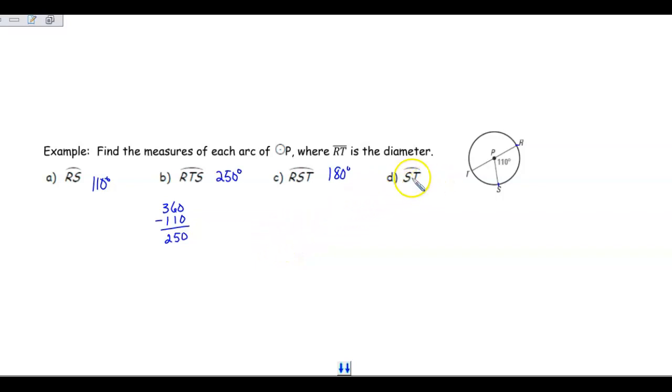Our final one is minor arc ST. So we're talking about this arc right here, and we don't know the measure of this arc. But I do know that if I go from here to here, I get 180 degrees. So if I just want to find this little piece, I can take 180 minus my 110, and I'm going to get 70 degrees. So this was a minor arc, this was a major arc, this was a semicircle, and this is another minor arc.